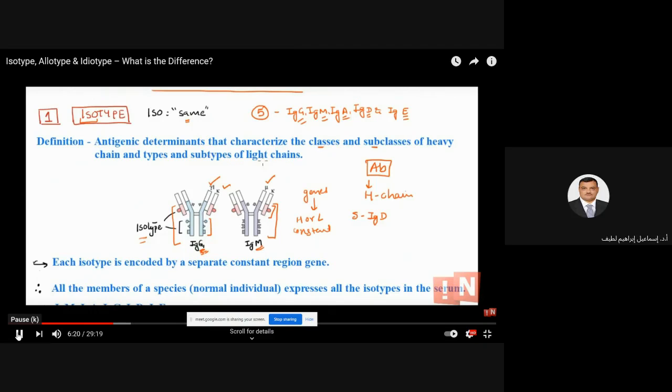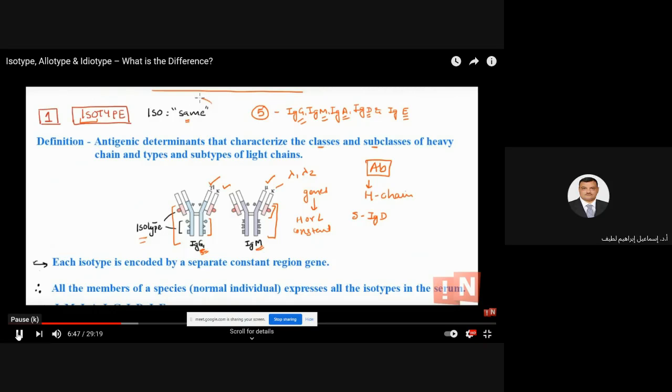And types and subtypes of light chain. Maybe here it is kappa, it could be lambda 1 or lambda 2. So these antigenic determinants, which decide what heavy chain or light chain it is going to be, are called isotype. And that's what we talk about, right? 5 isotypes of antibody, that is IgG, IgM, IgA, IgD, IgE. These are the isotypes of antibody.